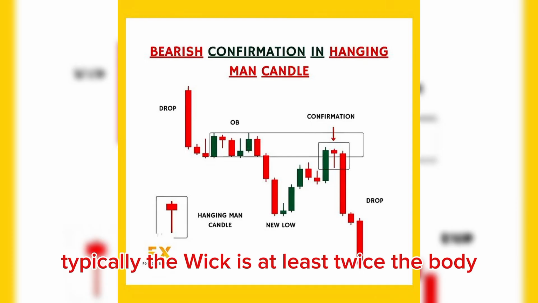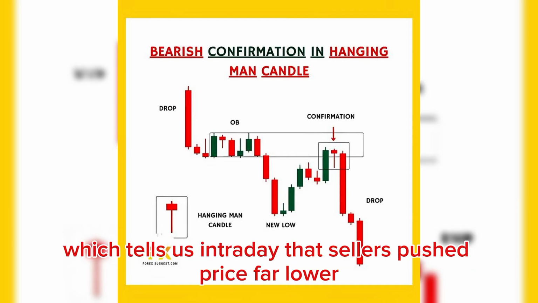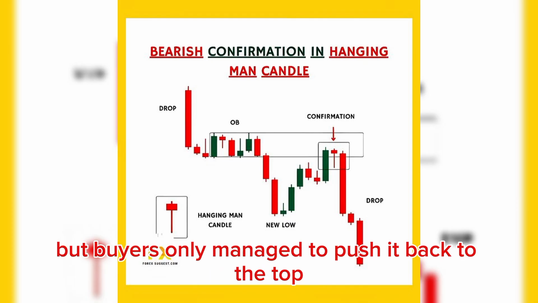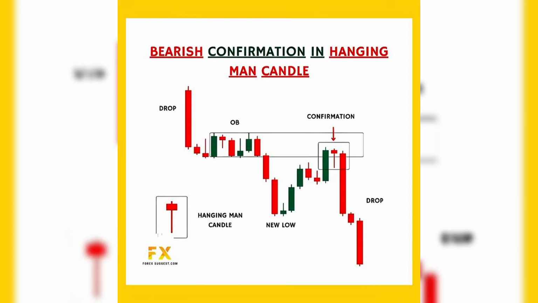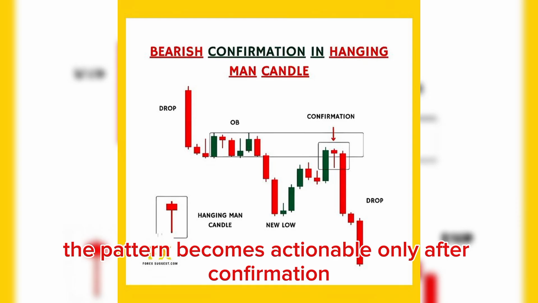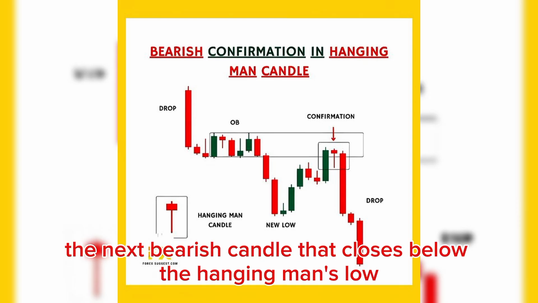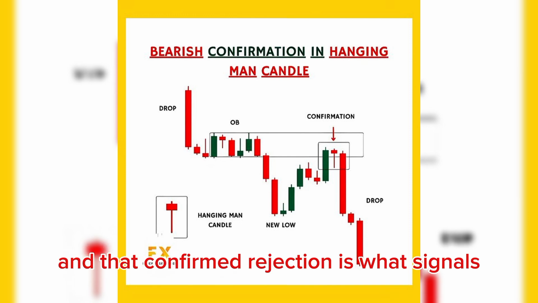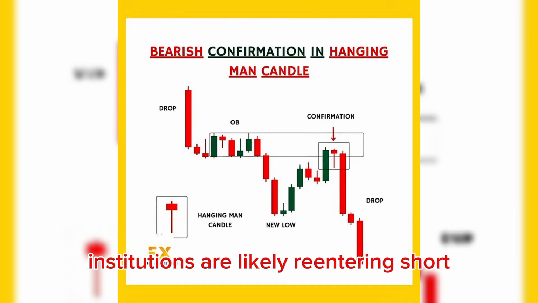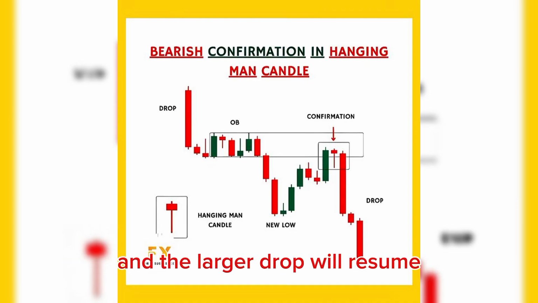Typically, the wick is at least twice the body, which tells us intraday that sellers pushed price far lower, but buyers only managed to push it back to the top. That failure to sustain buying is an early sign buyers are weakening. The pattern becomes actionable only after confirmation, usually the next bearish candle that closes below the hanging man's low or a clear rejection wick inside the OB, and that confirmed rejection is what signals institutions are likely re-entering short and the larger drop will resume.